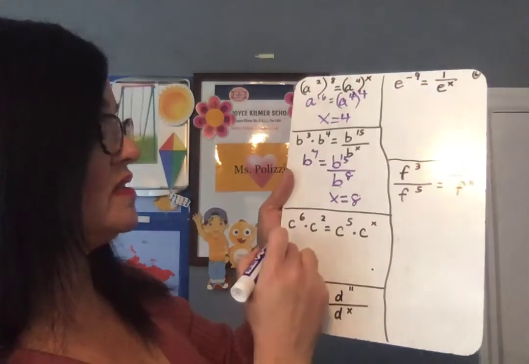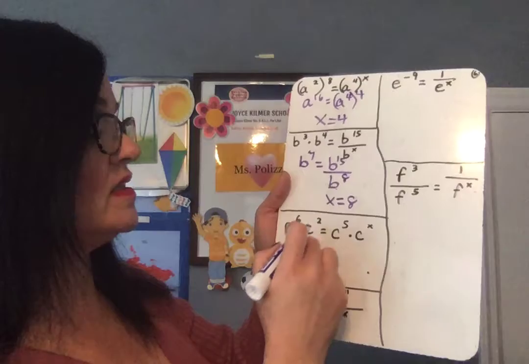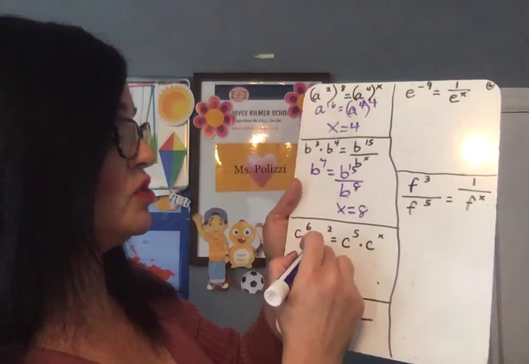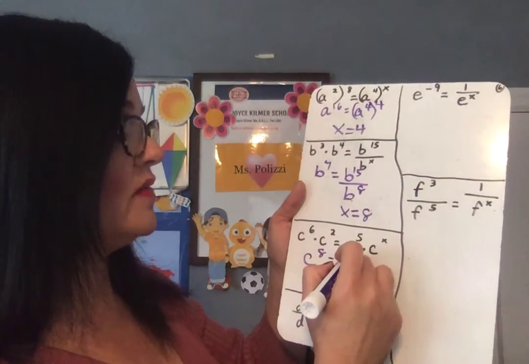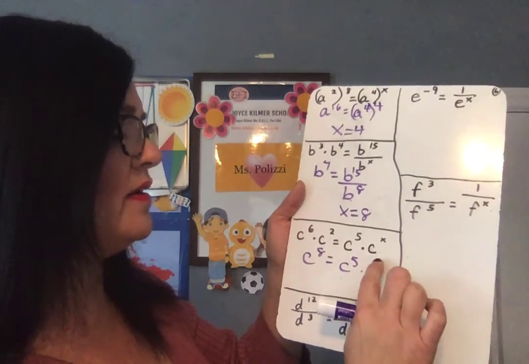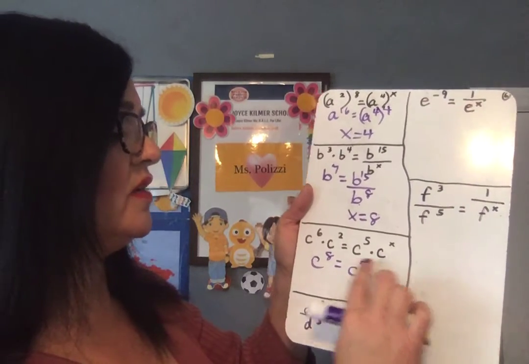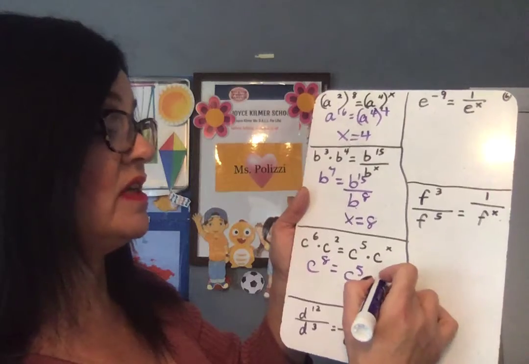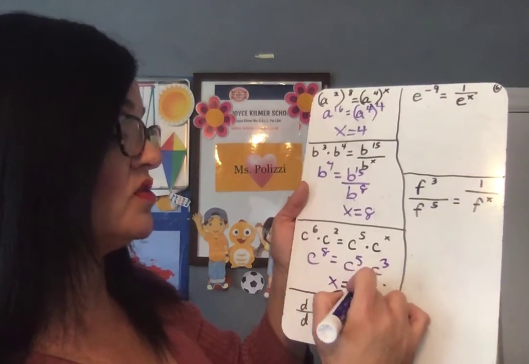Over here you have c to the 6th times c to the second, so that's c. 6 plus 2 is 8. And over here you have c to the 5th times c to the x. What number over here would give us 8? Well, 5 plus 3 would give us 8, so x equals 3.